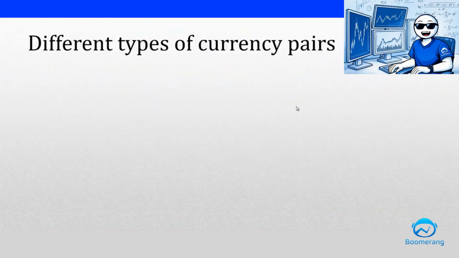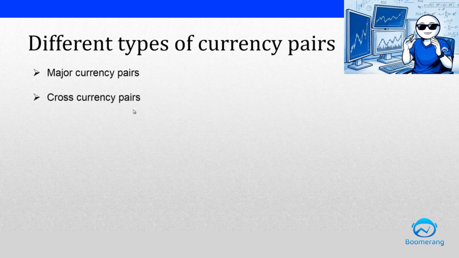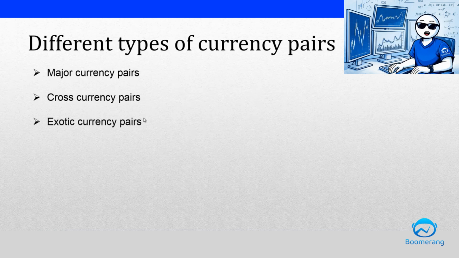When you're trading currencies, there are different types of currency pairs, and I'll explain the 3 different types that you will encounter. Number 1 is the major currency pairs. Number 2, we have cross-currency pairs. And number 3, exotic currency pairs. Let me explain.